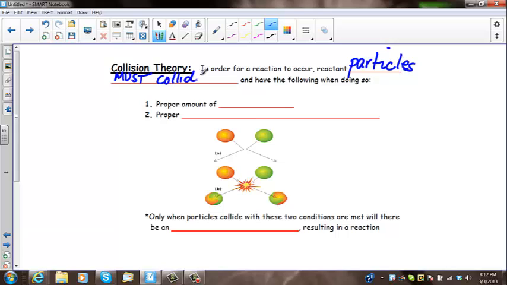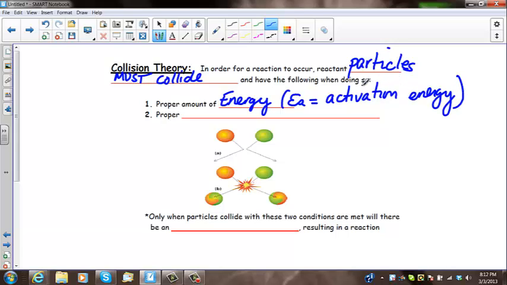And they can't just collide haphazardly. They have to have the proper amount of energy, and this is called EA. We'll learn about this a little bit later on, activation energy. And the proper orientation. Sometimes this is referred to as bond angle, or direction, a couple of different words.